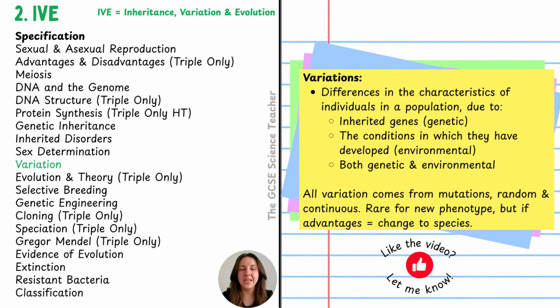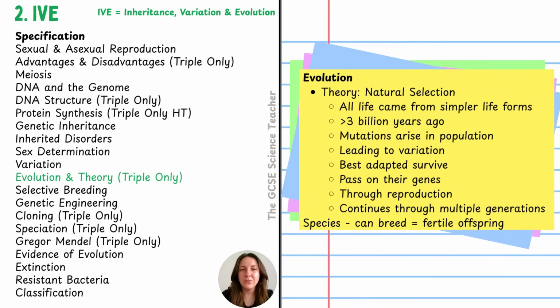Variation is differences in the characteristics of individuals in a population due to either genetics that are inherited or the environmental conditions, or both. All variation comes from mutations, which are random and continuous, and it's very rare for new phenotypes, but it can be advantageous if there are mutations that can actually change a species.